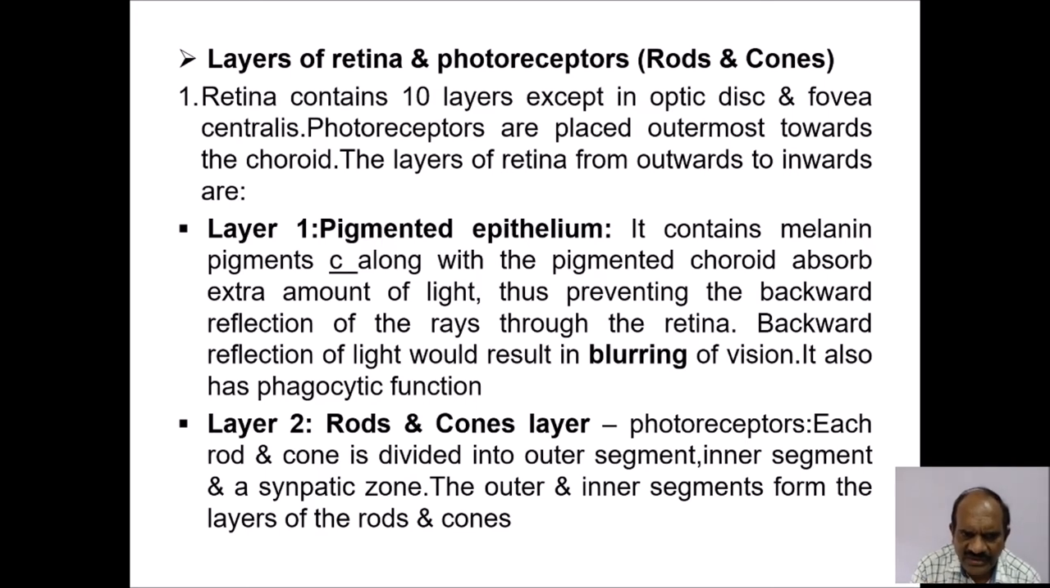As shown in the figure, the second layer is the layer of rods and cones. This is the actual photoreceptor layer. Each rod and cone is divided into parts called the outer segment, inner segment, and a synaptic zone, which we will discuss later. The outer and inner segments form the layer of the rods and cones.